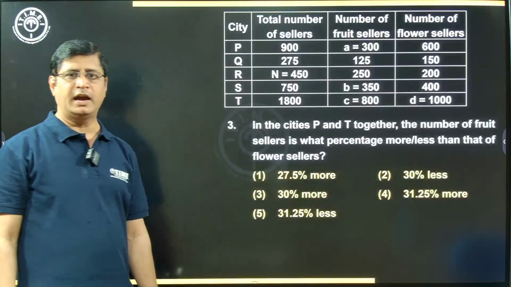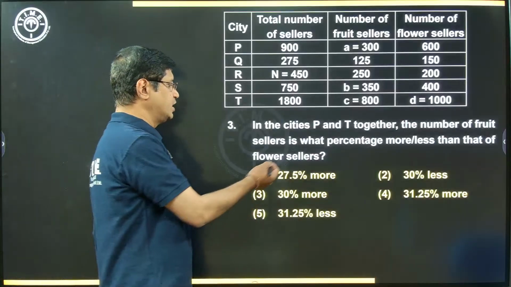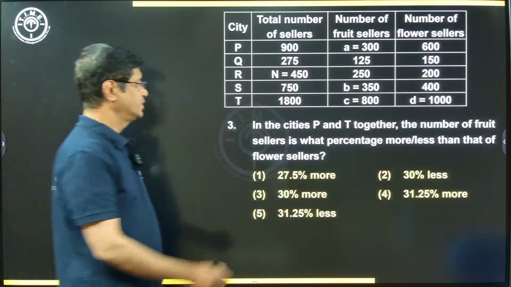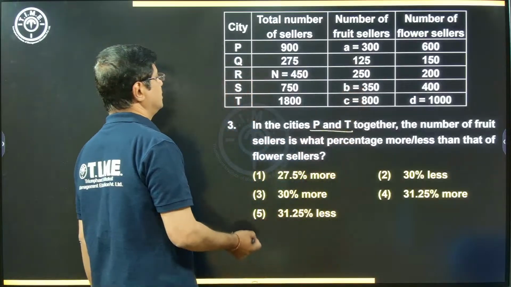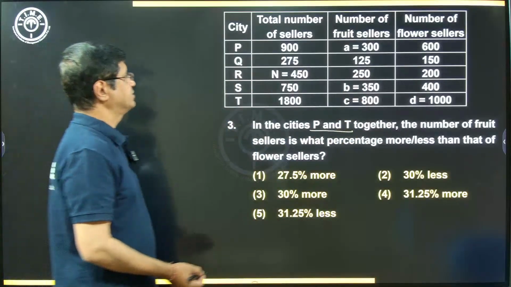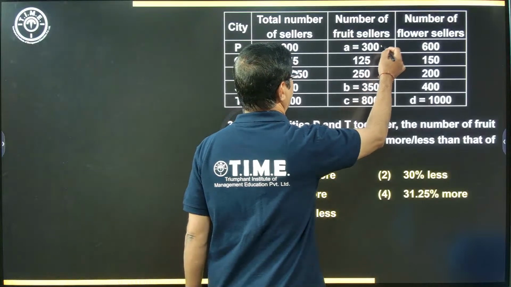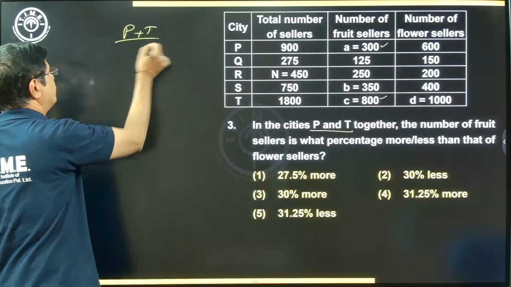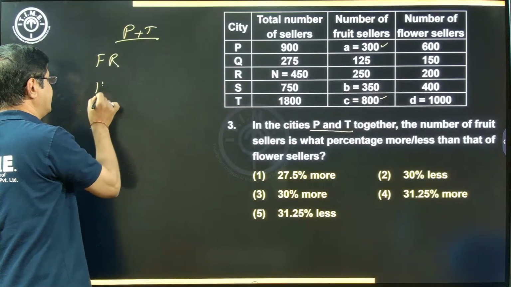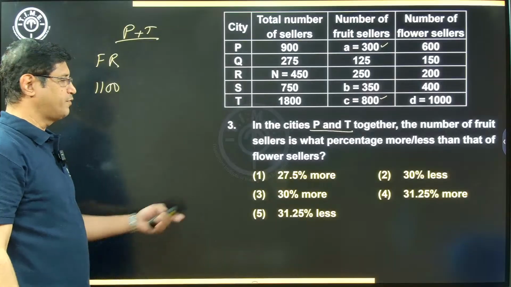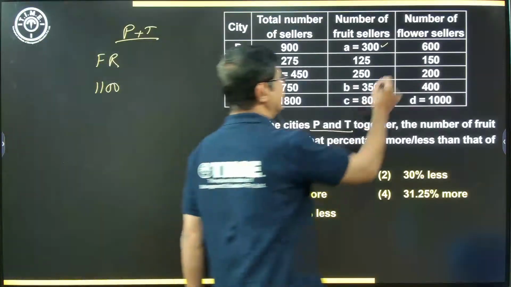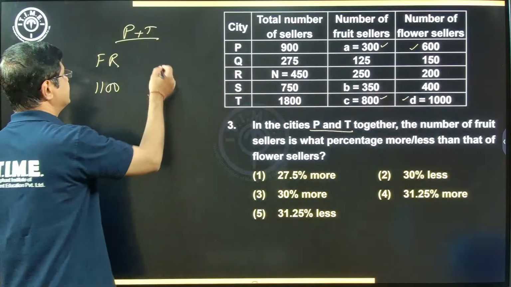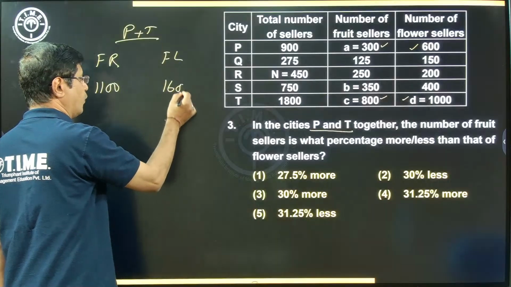In cities P and T together, the number of fruit sellers is what percentage more or less than that of the flower sellers? P and T together, fruit sellers. What is the fruit sellers here? 300 and 800. P and T fruit sellers, 300 plus 800, that is 1100. What about the flower sellers? Flower sellers here, 600 and 1000. 600 plus 1000, that is 1600.